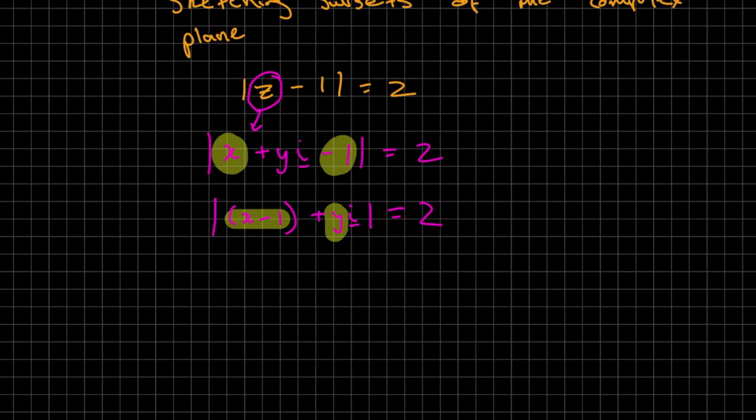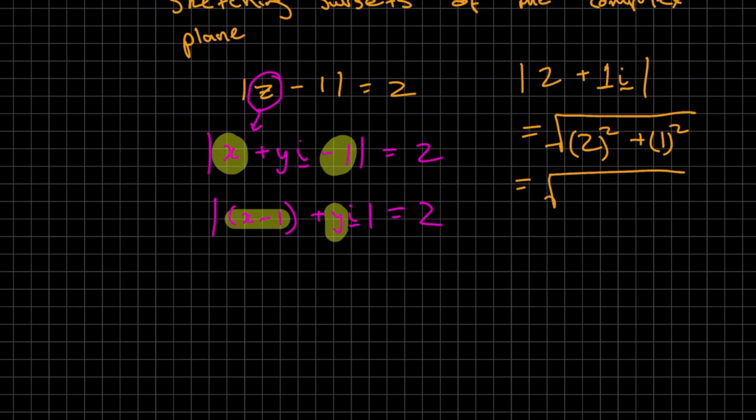Now, to find the modulus of a complex number, so this is a bit of revision here, if we were to find the modulus of a complex number, for example, 2 plus 1i, the method to do this would be to use Pythagoras' theorem. So this would be determined by taking the square root of 2 squared plus 1 squared. Okay, and this would simplify to the square root of 4 plus 1, which is equal to the square root of 5.